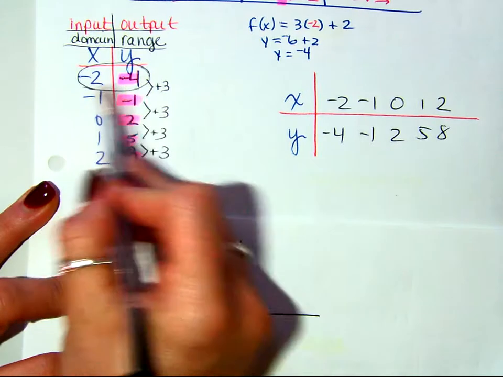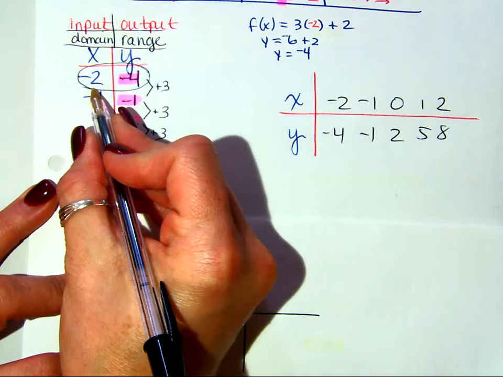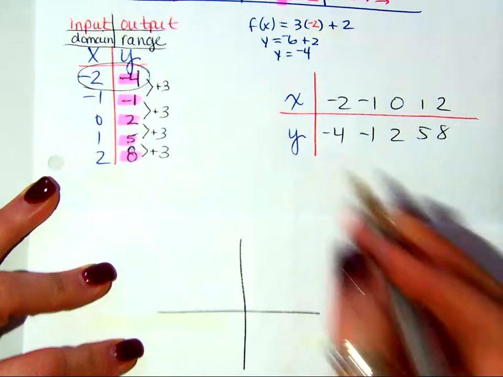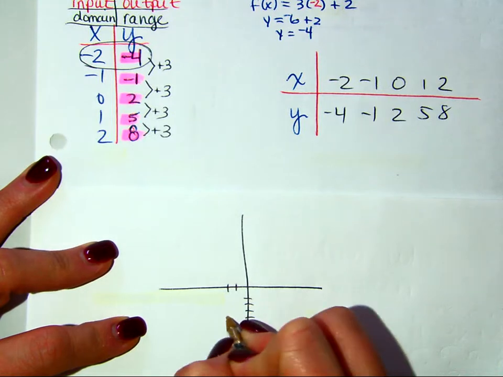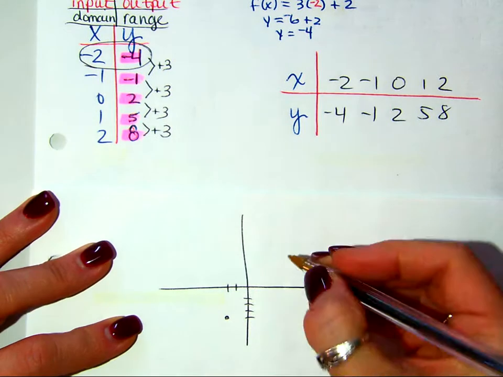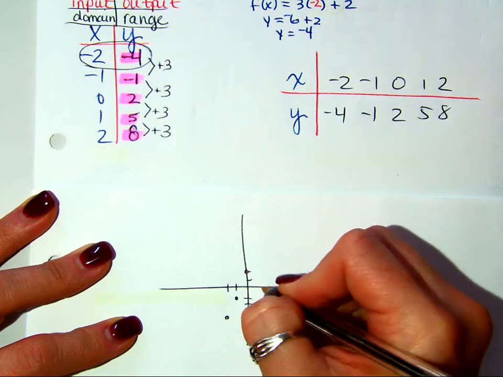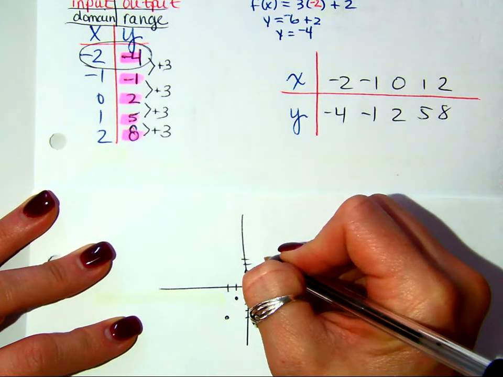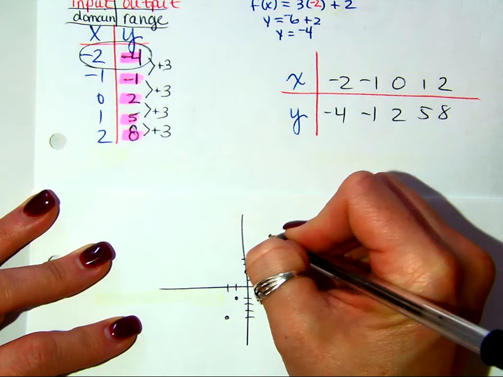Well, a t-chart or a table of values is ordered pairs. It's -2, -4. It's -1, -1. 0, 2, 1, comma, and I'm just eyeballing it. That's all you have to do right now. 1, 5, 2, 8.